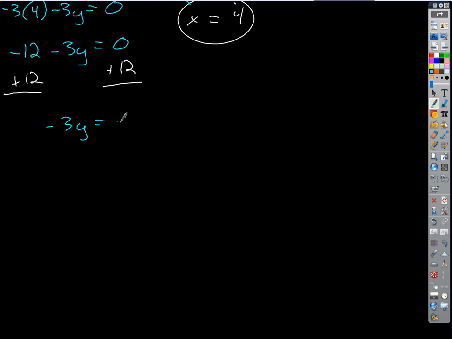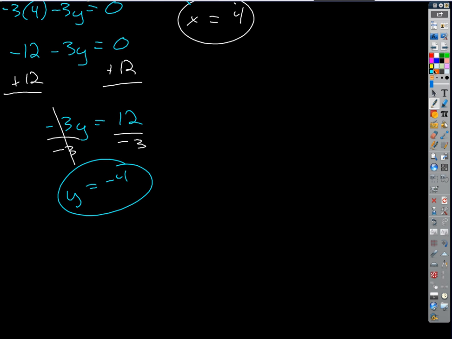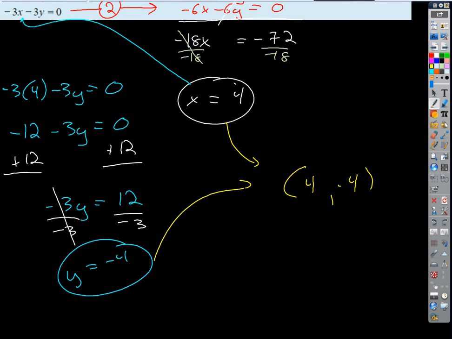You told me divide by -3, so we get y equals -4. So if we combine that stuff, then we know the x value, we know the y value. So there's our answer. Okay?